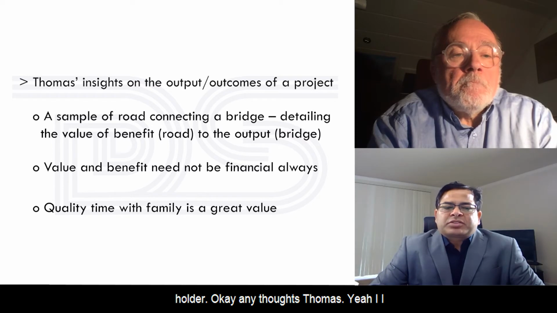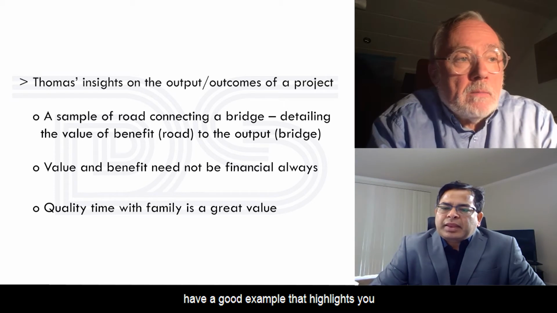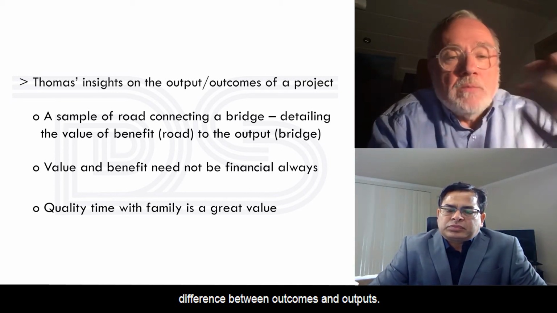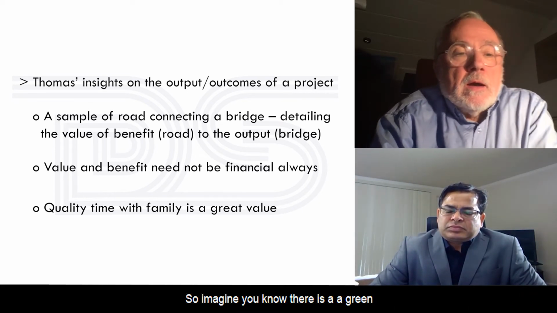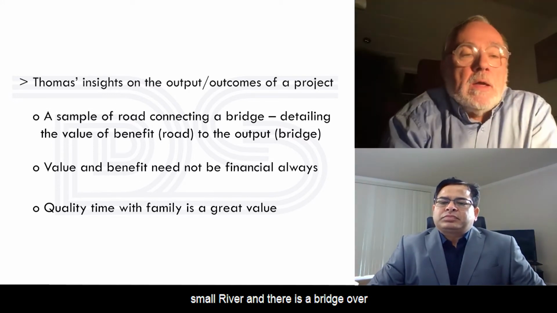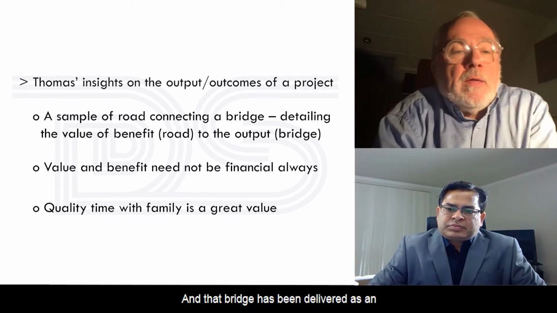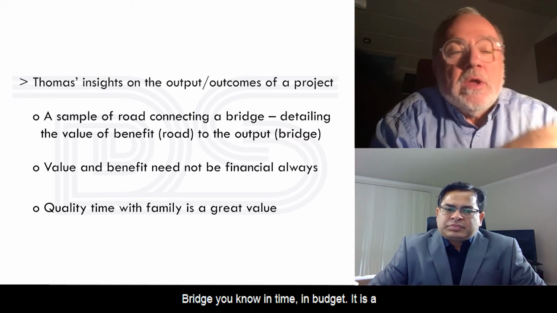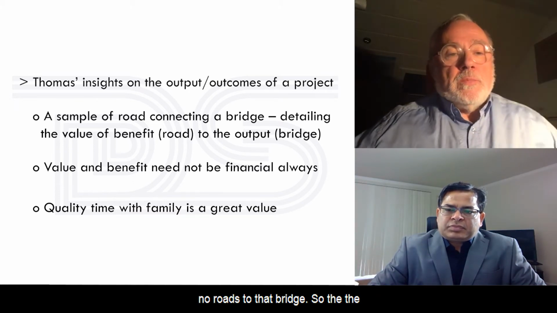Any thoughts, Thomas? Yeah, I have a good example that highlights what you just said about the difference between outcomes and outputs. Imagine there is a green field, a meadow somewhere over a small river, and there is a bridge over that river. That bridge has been delivered as an output of a project, and it's a perfect bridge, on time and on budget. But there are no roads to that bridge.